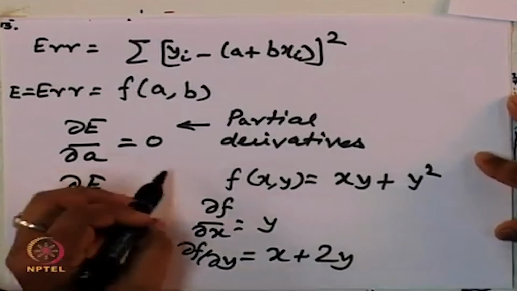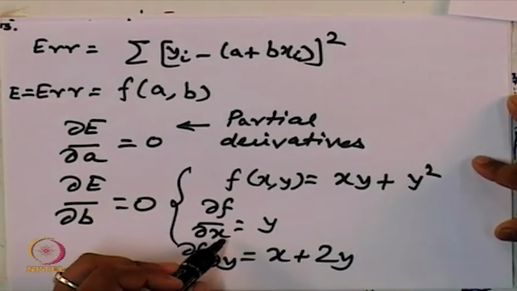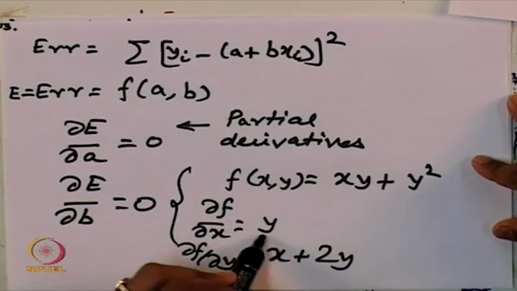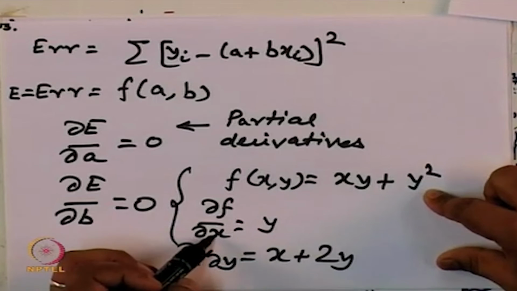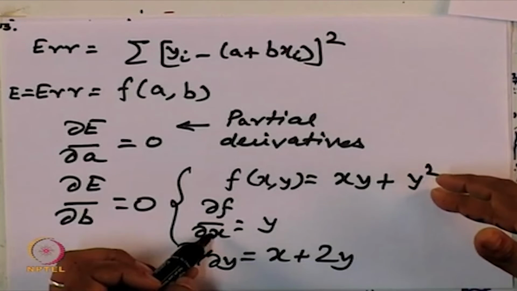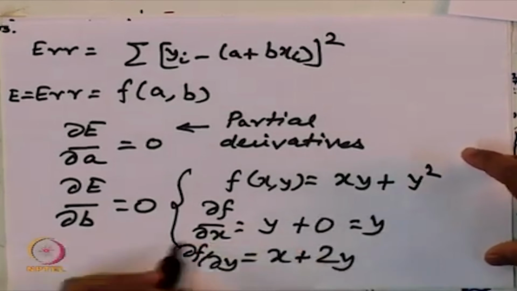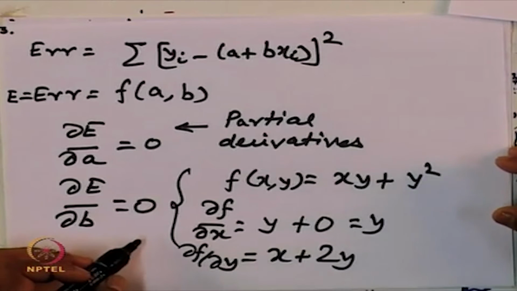Okay. So, when you take the partial derivative with respect to x, you assume that y is constant. So, if y was a constant, when you take this derivative, it is simply y, and because y square is treated as a constant, del of y square over del x is equal to 0. So, this is actually y plus 0 is equal to y. Okay. Similarly, I can take del f del y is equal to x plus 2y is what I get.